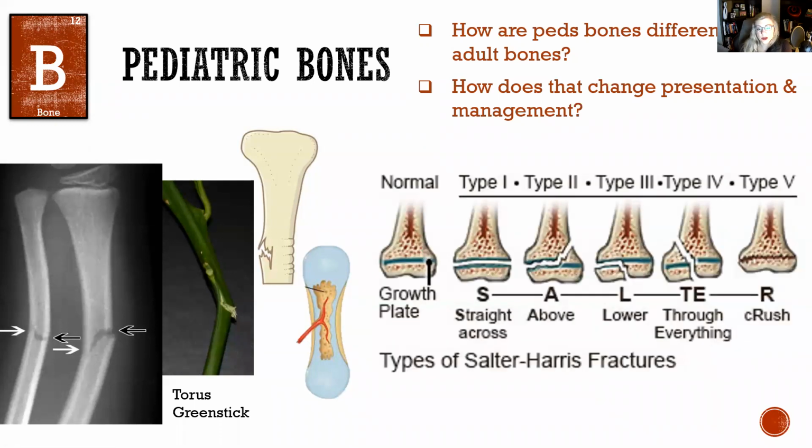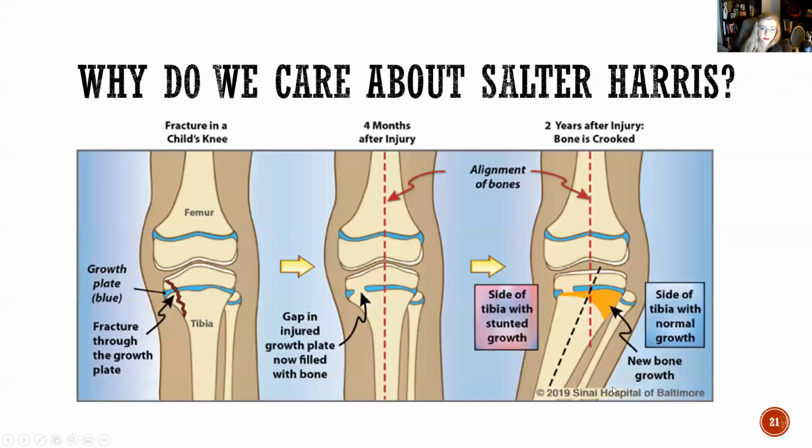Same is going to be true about Salter-Harris fractures. Why do we care about Salter-Harris fractures? It's because if the growth plate is involved in the fracture, this means that the growth of the bone is going to be involved, right? So here's an example of a growth plate fracture that's causing a crooked bone 2 years after the injury. You can see that one side of the bone over here grew appropriately, whereas because the fracture went through the growth plate right at this area, it didn't grow further, and that caused the bone to be crooked, which maybe caused a limp or maybe causes them to not be able to walk like usual. This is why we care about Salter-Harris fractures.